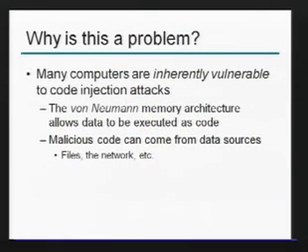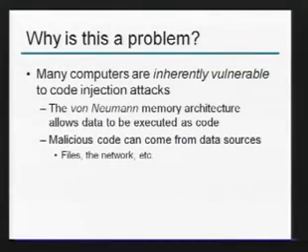So why is this a problem? And what I mean by this question is, what about computers makes them vulnerable to code injection? So many computers are actually inherently vulnerable to code injection because of the memory architecture that they use underneath. That architecture is called a von Neumann architecture. And in a von Neumann architecture, there's no distinction between code and data from the processor's perspective. So the processor can write to a given memory address as if it's data, and it can fetch from it later as if it's instructions, and the architecture makes no distinction. So that means that your malicious code could come from data sources.